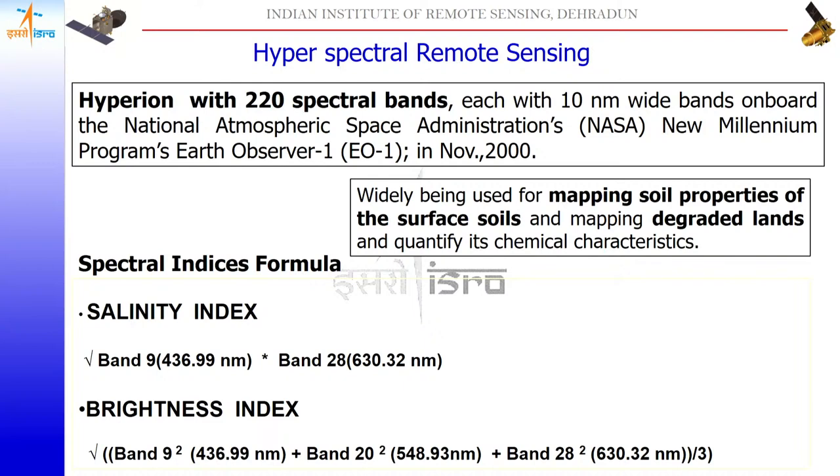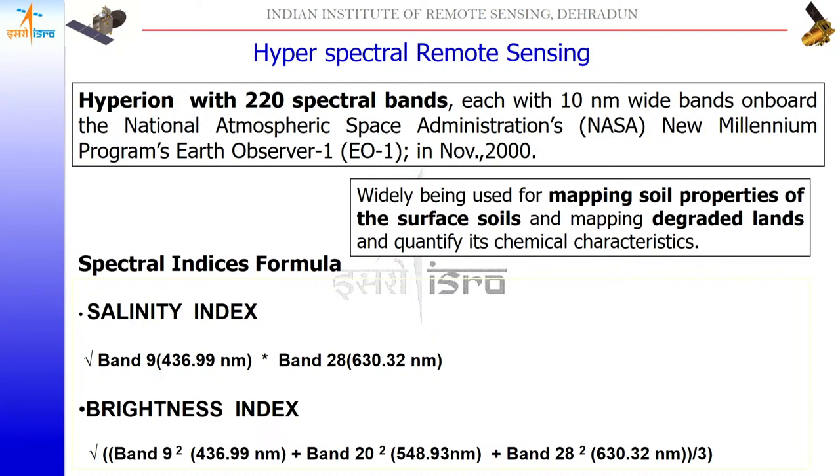Here, the Hyperion satellite was launched by the US in 2000. NASA launched this satellite. It was providing data in 220 spectral bands, and the spectral bandwidth was only 10 nanometers. This has been widely used for mapping soil properties of surface soils, and it is very useful. It was found very useful in mapping degraded lands, mainly salt affected soils. So I will show you an example of what we did for mapping salt affected soils using hyperspectral data.